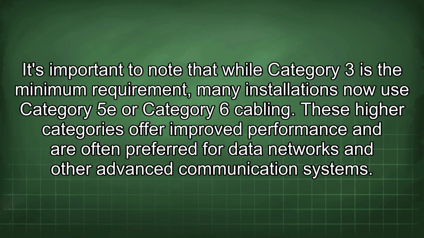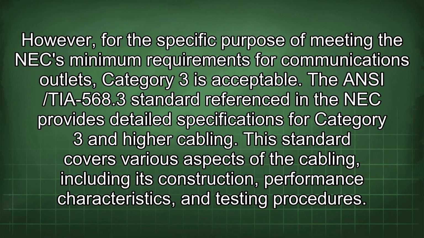It's important to note that while Category 3 is the minimum requirement, many installations now use Category 5E or Category 6 cabling. These higher categories offer improved performance and are often preferred for data networks and other advanced communication systems. However, for the specific purpose of meeting the NEC minimum requirements for communications outlets, Category 3 is acceptable.